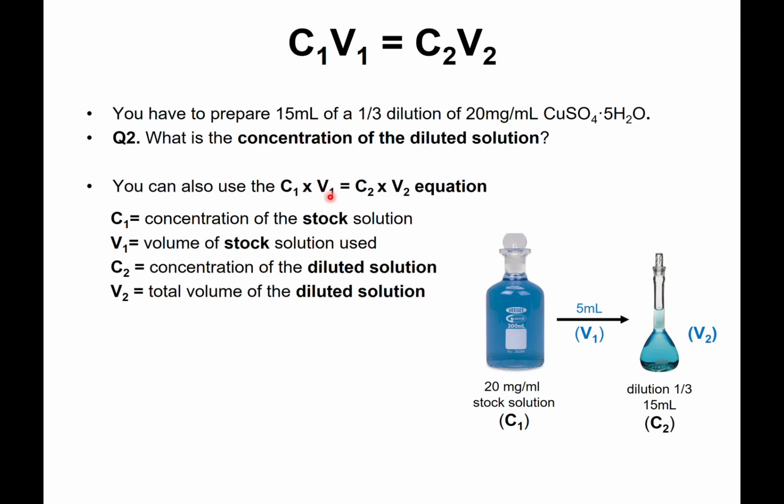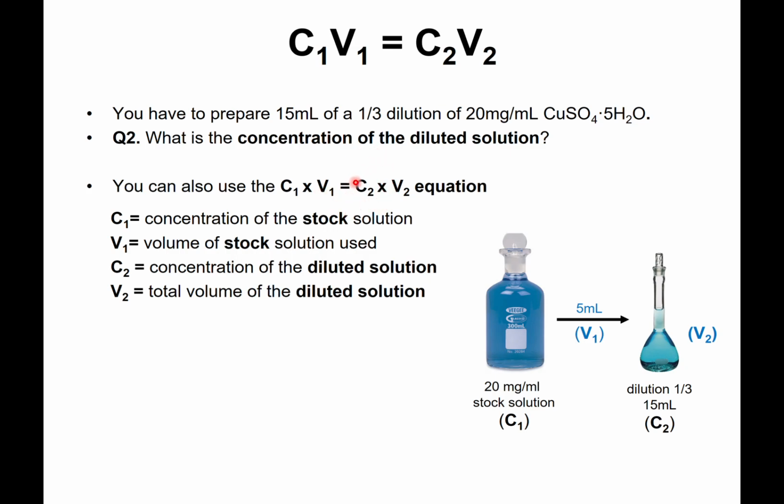V1, what is that? Well, V1 is not really given to us. We know V2 is 15 milliliters. But now, if we use this information, so we know that you have to make a 1 in 3 dilution with a total volume of 15 milliliters, you can figure out that you will need 5 milliliters of stock solution, right? So V1 will be 5 milliliters at this point.